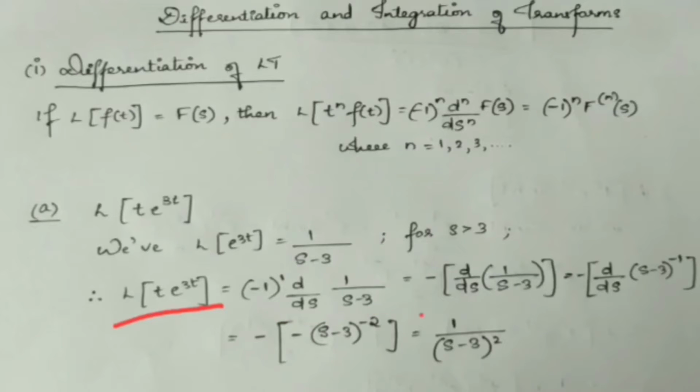Therefore, we will have minus of d by ds of 1 by s minus 3, which is equal to minus of d by ds of s minus 3 raised to minus 1. Now d by dx of x raised to n is given by n x raised to n minus 1. So d by ds of s minus 3 raised to minus 1 will be given by minus of s minus 3 raised to minus 2. Therefore, this becomes equal to minus of minus s minus 3 raised to minus 2, which is equal to, minus of minus becomes plus, 1 by s minus 3 squared.